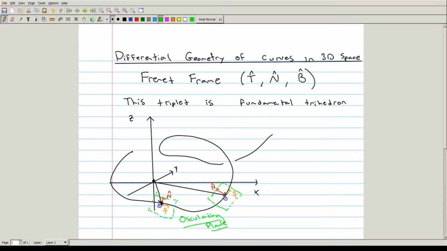So you can think of the tangent vector as going along the curve, and as the tangent vector goes along the curve, and the curve possibly twists and turns, the osculating plane will rotate as the curve twists and turns. And today we're going to try to understand this a little bit more in depth and see how we can apply this in various different scenarios.